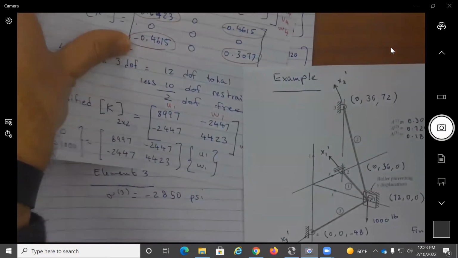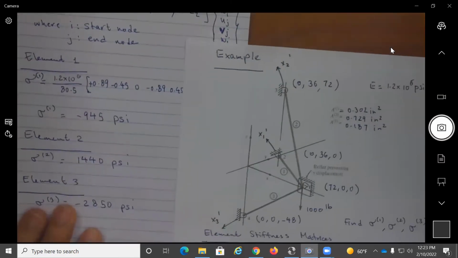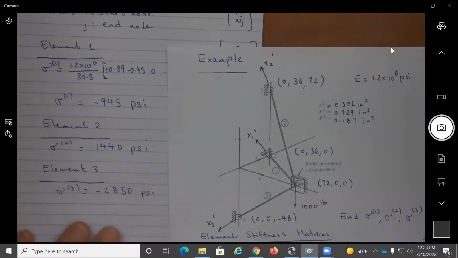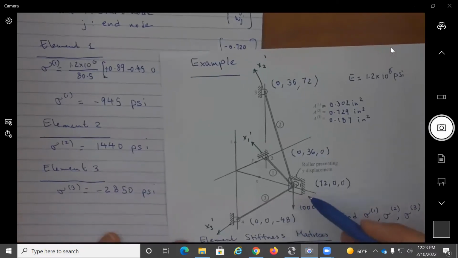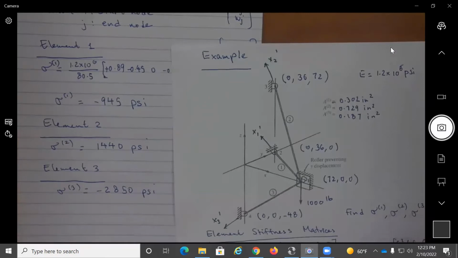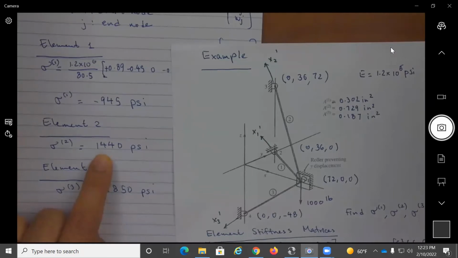Let's look at these numbers as they relate to the 3 bars. I like to make sure that our numbers are making sense. So we expect, as we put a 1,000 here, that element 2 is going to be stretched. And indeed it is. We get a plus. And element 3 gets compressed. And element 1 also gets compressed, pushed towards the wall. Excuse me? Element 1, I'm sorry.